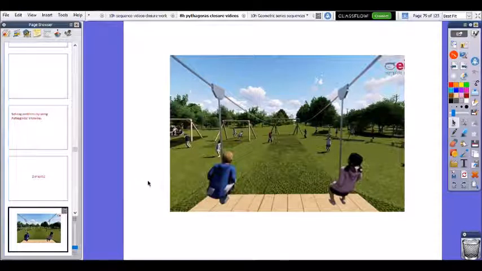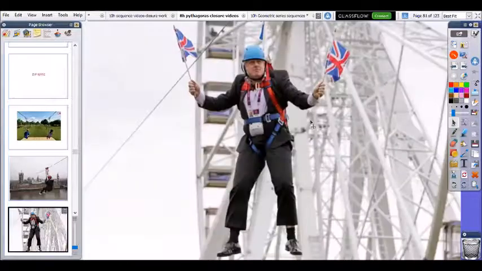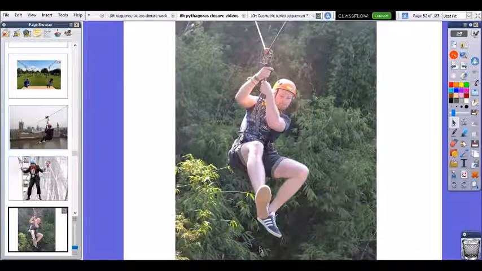But today we're going to be looking at much bigger zip wires, so ones sort of like this. So the kind of zip wires that Boris Johnson likes, clearly. And I myself have also been known to enjoy a good zip every now and then.